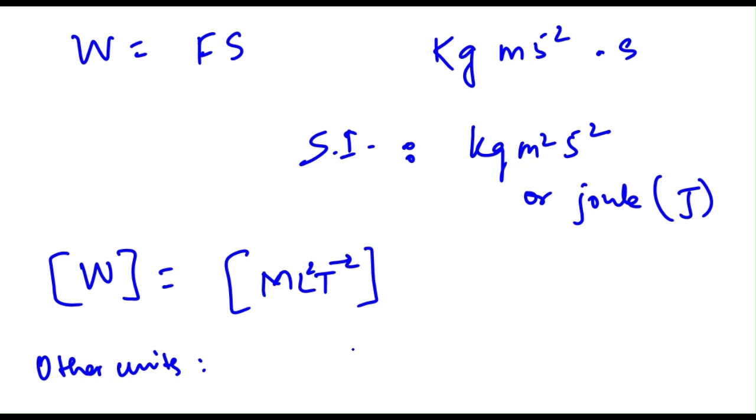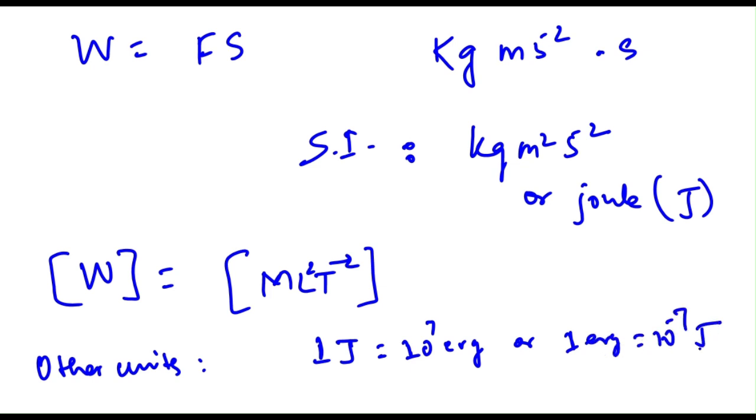There is erg, and we know 1 joule is 10 to the power 7 erg, or you can say 1 erg is 10 to the power minus 7 joule. We have other units like calorie, of course, which is used. So 1 calorie you can write as 4.186 joule.